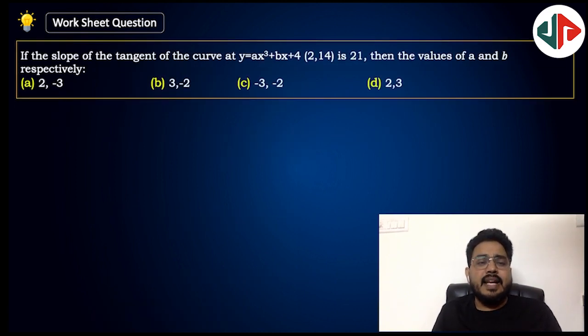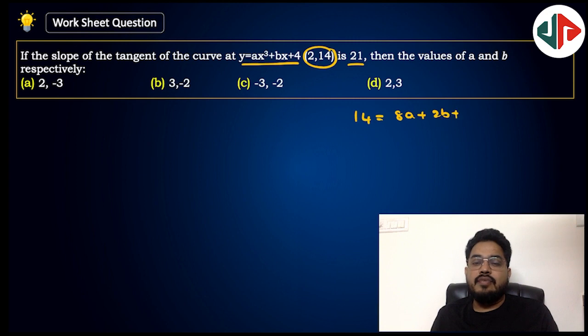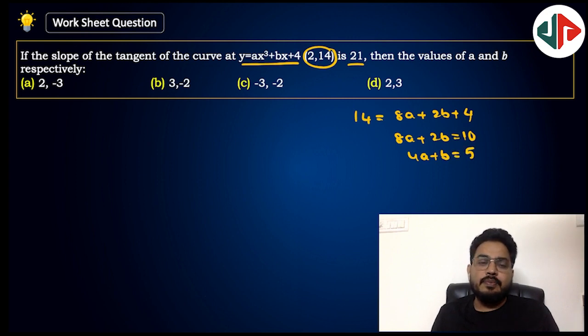If the slope of the tangent of the curve y is equal to ax cube plus bx plus 4 at 2 comma 4 is 21. So first of all, 2 comma 14, sorry, should be a point on this curve. So 14 is equal to 8a plus 2b plus 4. So 8a plus 2b is equal to 10, so 4a plus b is equal to 5. Next one is the slope.